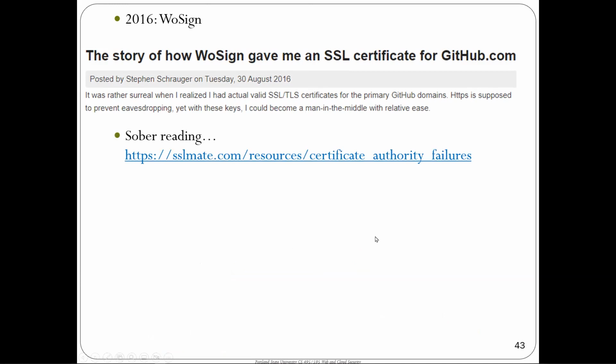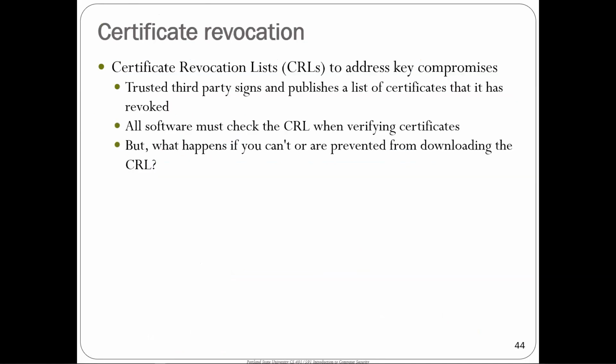Okay, so this all leads to certificate revocation. We need to revoke the certificates to address any of these key compromises, because we're trusting this third party to sign and publish this list, and we're trusting that third party to keep their private key secure. And if it's not, if it's being tricked into signing random things, well, we need to say, revoke all of those signatures, or revoke the public key associated with all of those signatures.